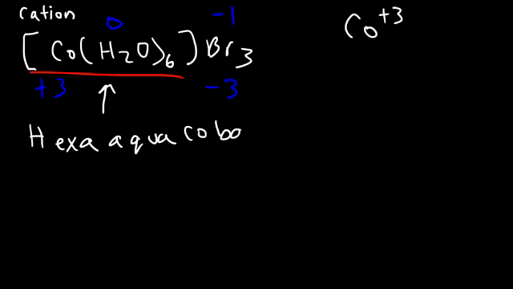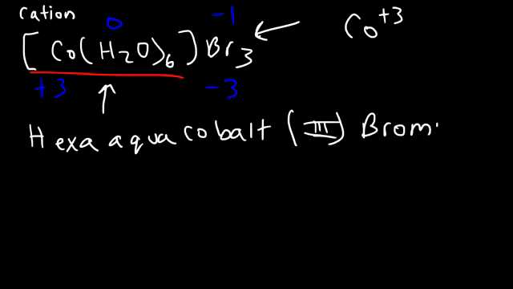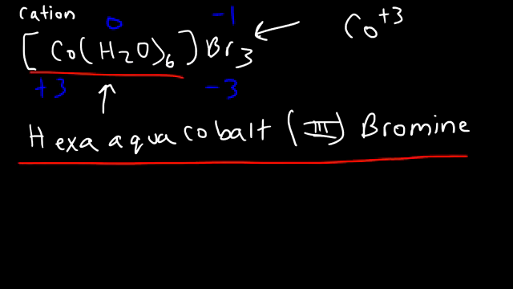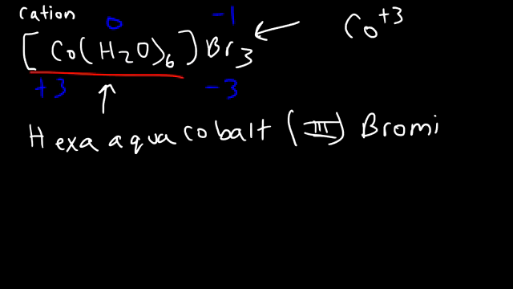cobalt with an oxidation state of 3, and then the anion is bromide. So instead of saying bromine, just replace the INE with IDE. So it's hexa, aqua, cobalt, 3, well, I put bromine. This was supposed to be bromide. Hexa, aqua, cobalt, 3, bromide.